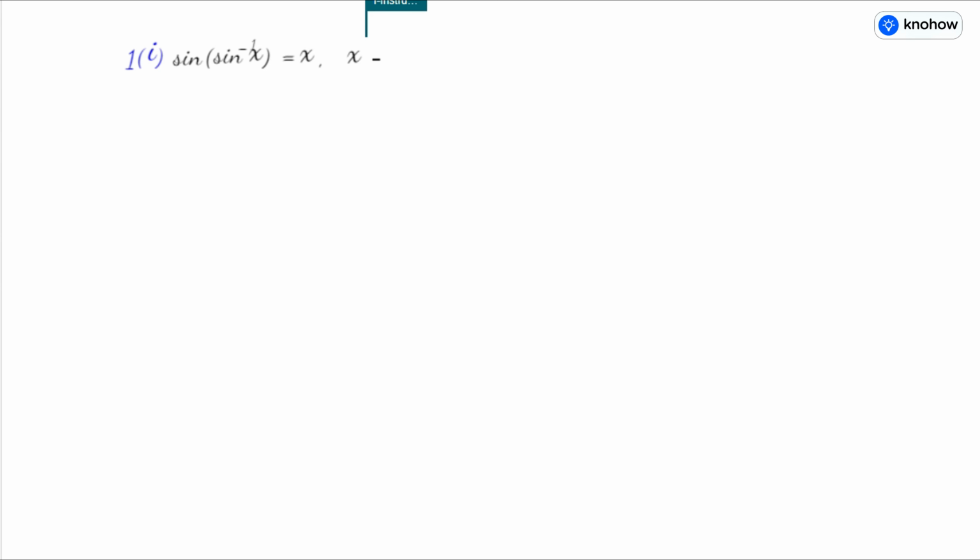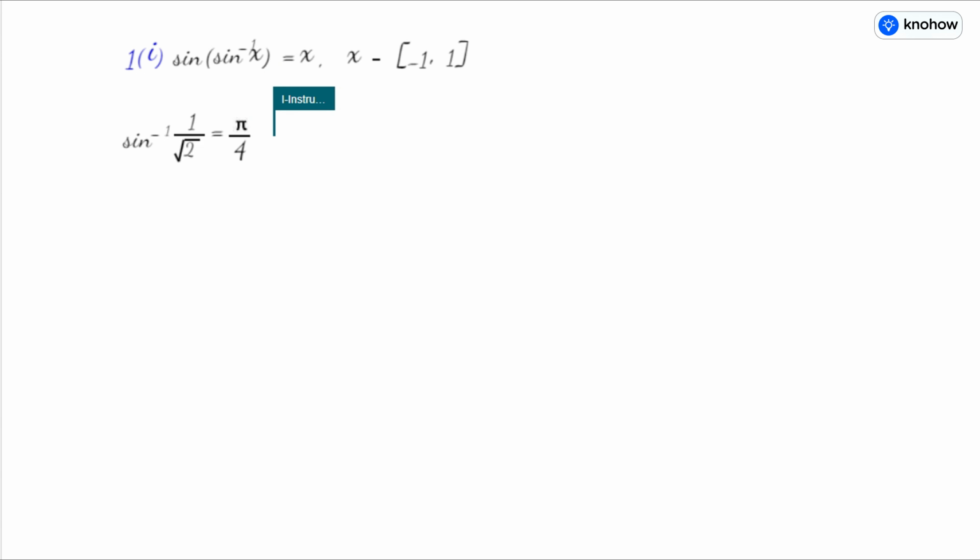Of course, x lies between -1 and 1, that is the domain of sine inverse x. This we can justify with the help of very simple examples. Say, for example, sine inverse 1 by root 2. What do you mean by sine inverse 1 by root 2? What is that angle whose sine is 1 by root 2? And of course, in the principal value branch, that is negative pi by 2 to pi by 2, it is pi by 4.